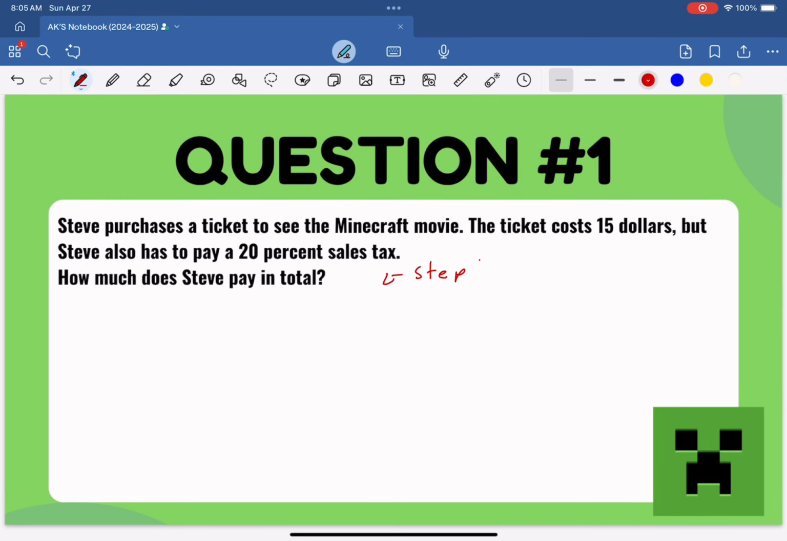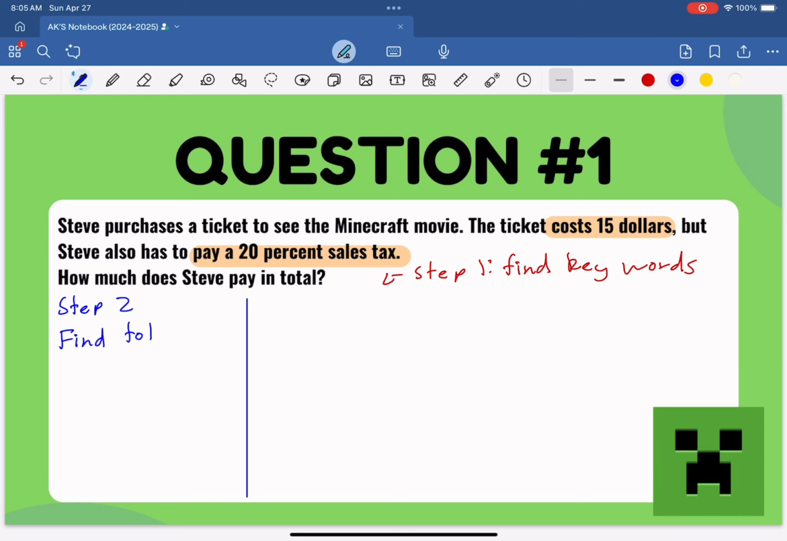Step 1 in this question is to find the key terms. So from this question, we see that the price of the ticket is $15 and he has to pay a 20% sales tax, and it is asking for us to find the total price. And this takes us to step 2. We can solve this problem by finding the total percent of the price that he has to pay. And the total price is equal to 100% of the ticket plus an additional 20% of the ticket for the tax. And this gives us our total percentage of 120%.